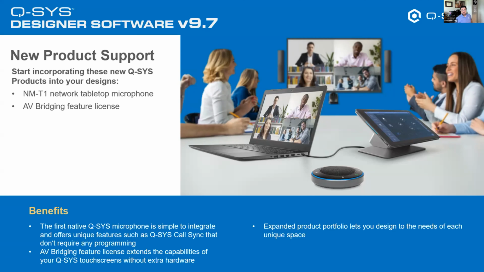The other is the AV bridging feature license. This opens up the USB-C port on the back of the Gen 3 touch panels and lets you turn that into a bridging device. We'll go through what the exact feature set is as it relates to that, but those are the two big things we're going to go over.